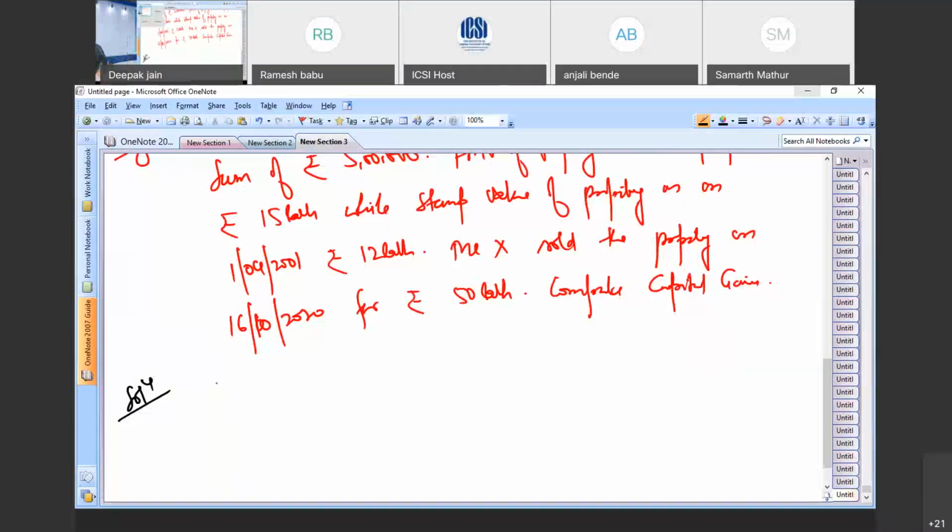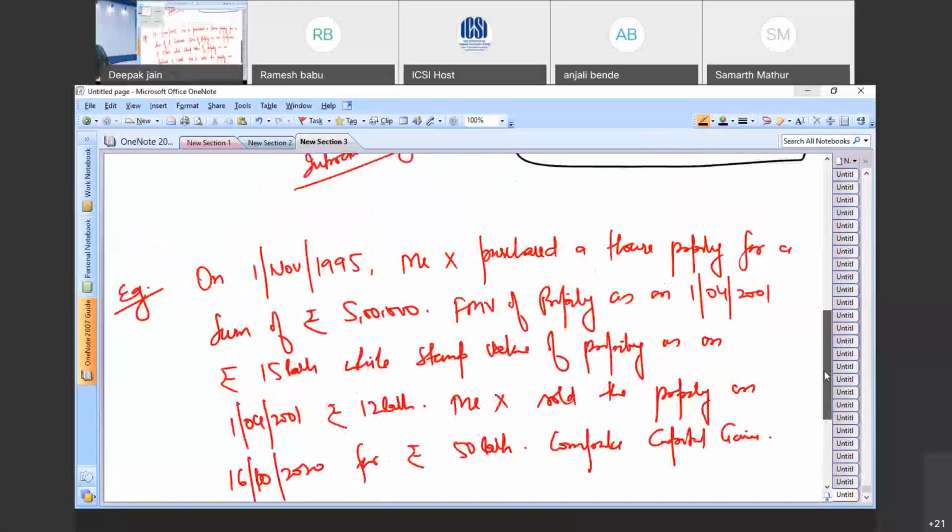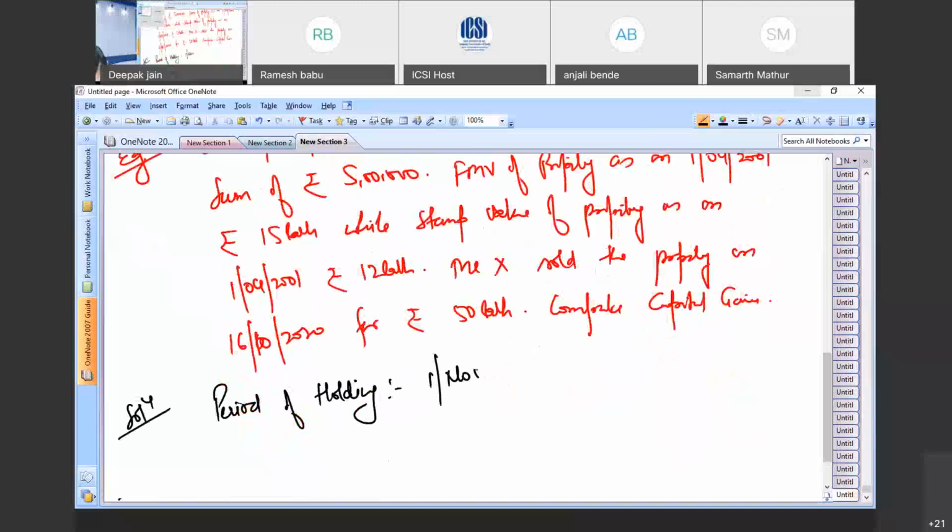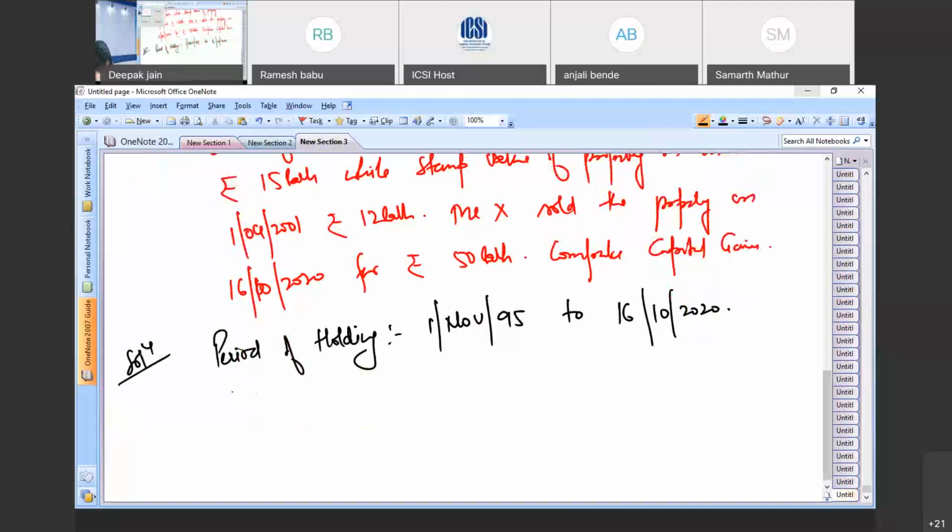First of all, you have to write down the period of holding of asset. 1st November 95 to 16th October 2020. What is the nature of capital gain? Short term or long term? Long term, as the period of holding is more than 24 months. Long term capital gain.